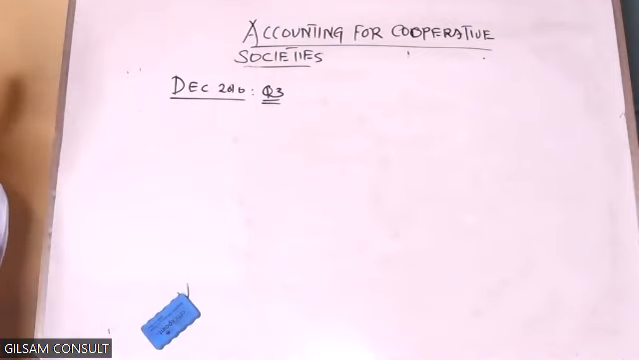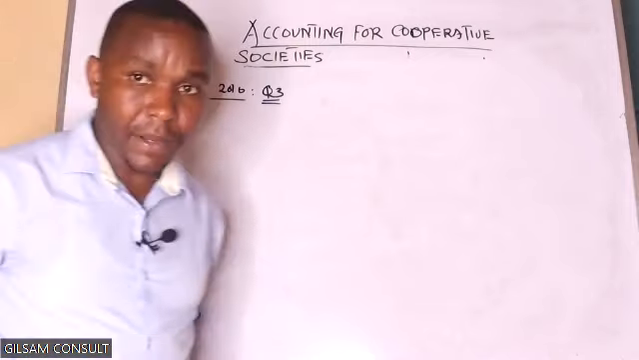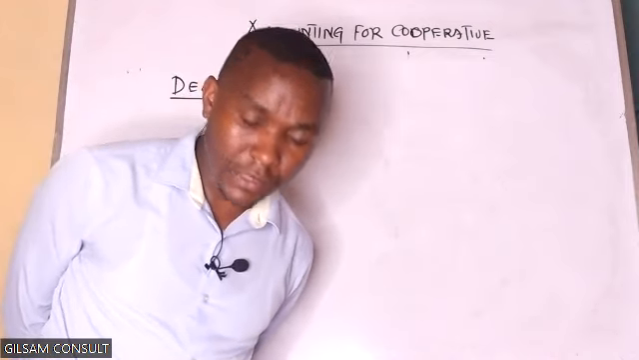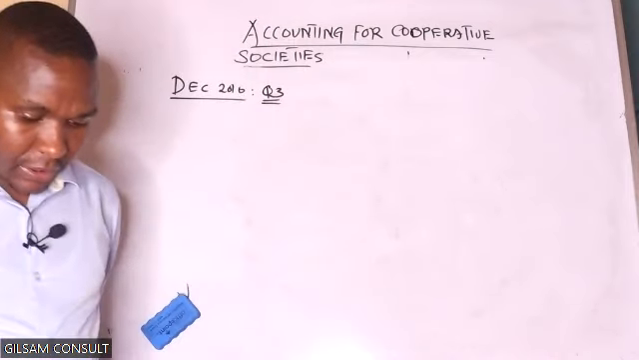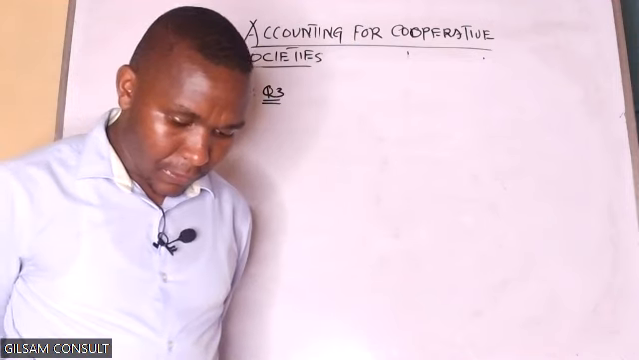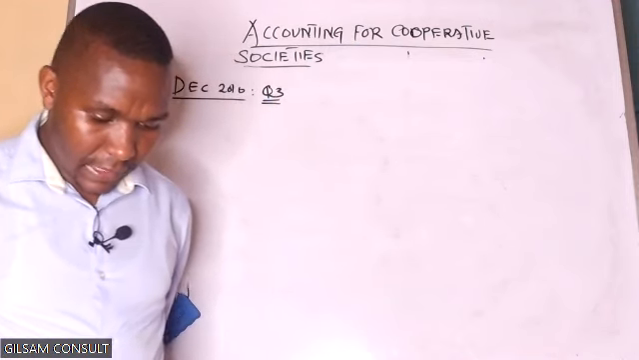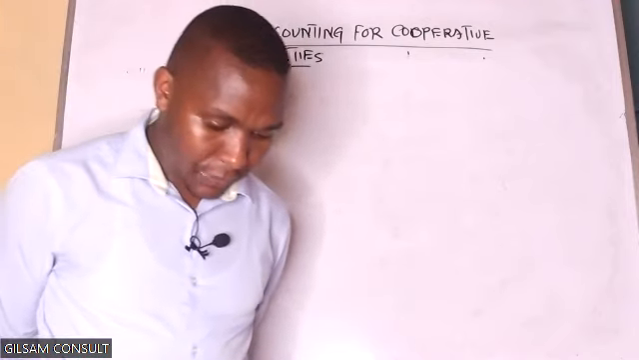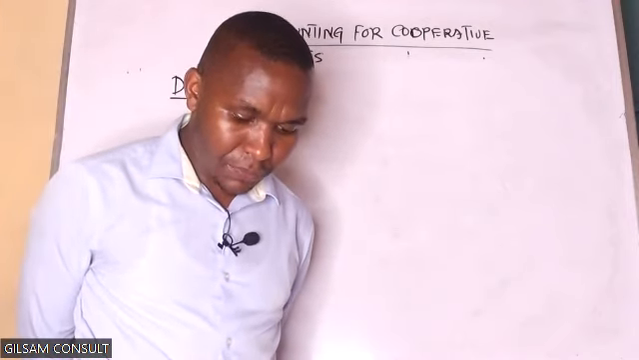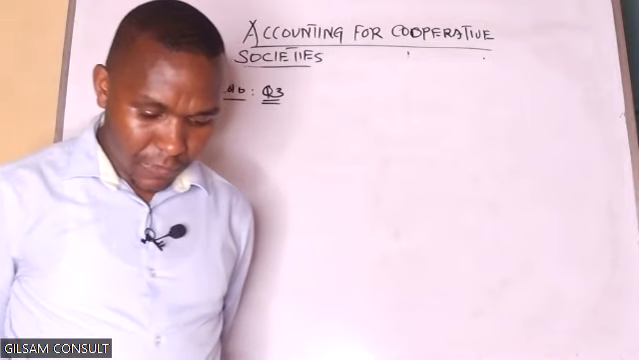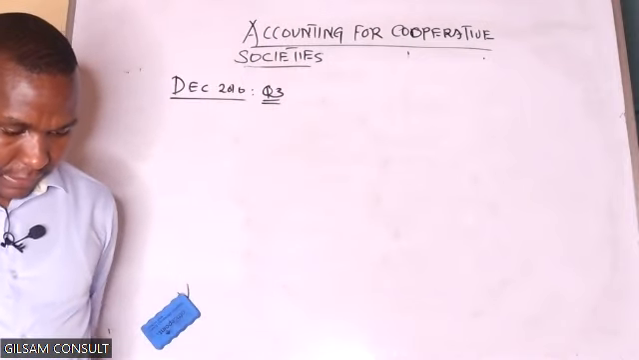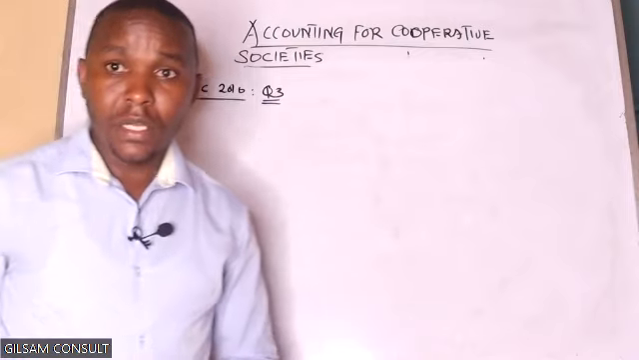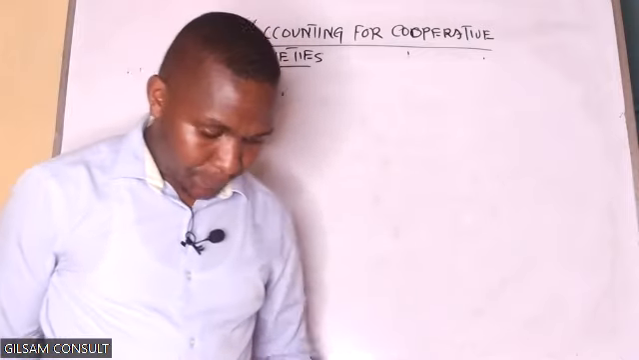Additional information number 1, allowance for audit fee of 12,000. Depreciation is to be provided on the book value of the asset as shown below. So I think I can start reading all of them so that you capture the figures.